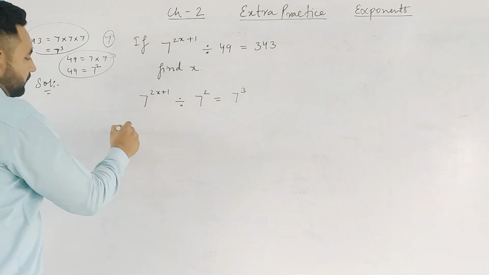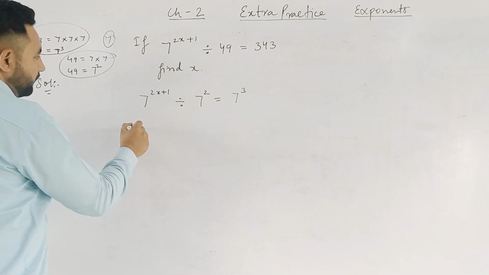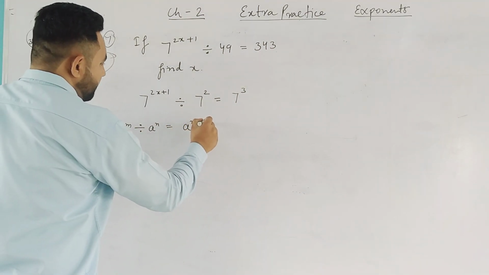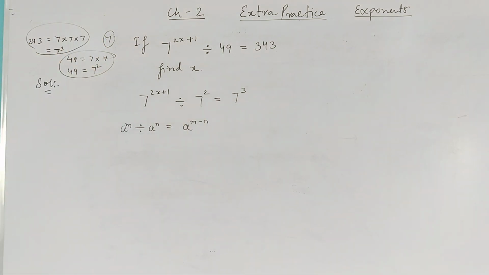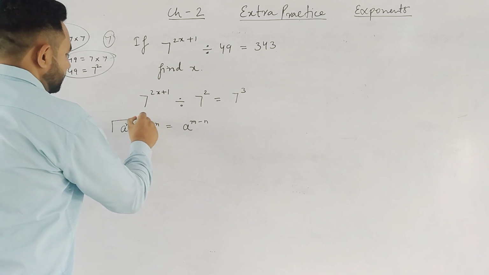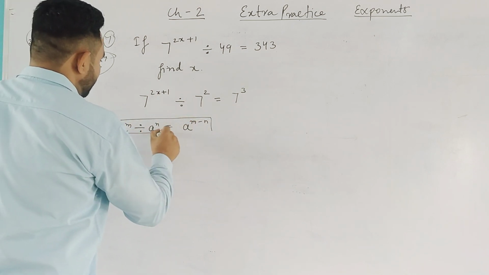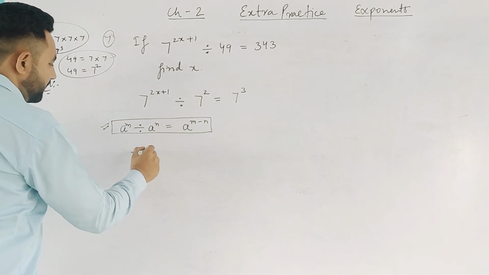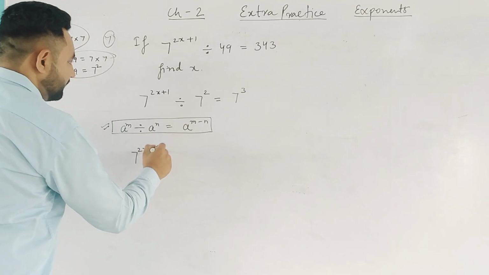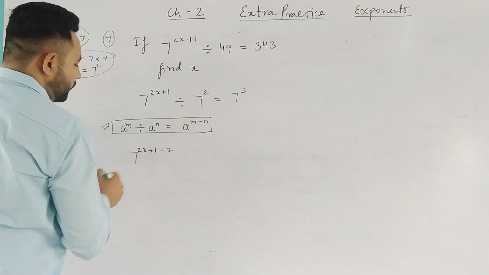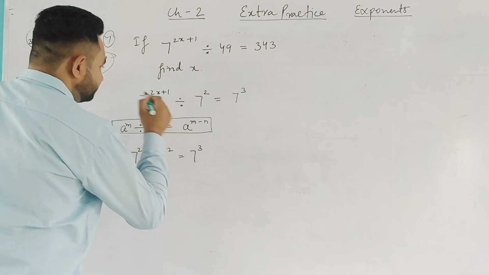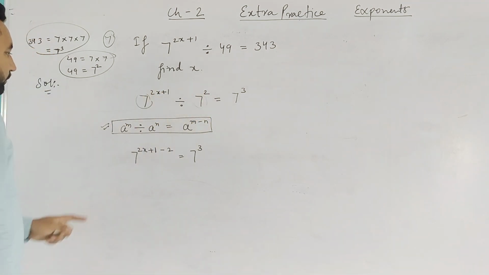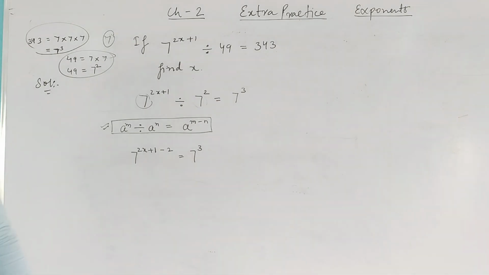Now, what is the law of exponent for division? a to the power m divided by a to the power n can be written as a to the power m minus n. As we are having a division sign here, we will use this one. Now 7 to the power 2x plus 1 minus 2 equals 7 to the power 3. Since the bases are the same, you can subtract the powers.